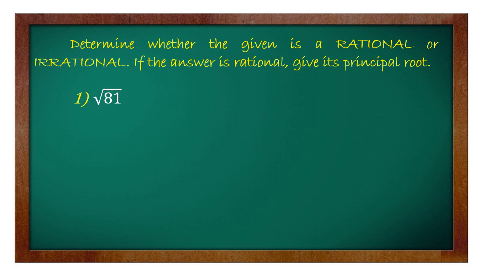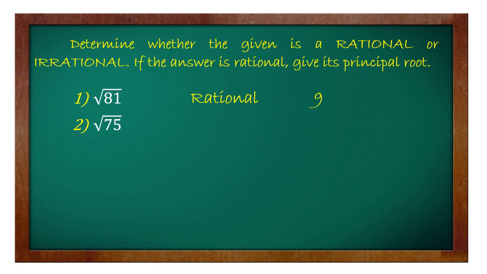Okay? So, square root of 81. You're going to think of a number na kapag minultiply mo sa sarili niya, 81 ang sagot mo. So, that is 9 times 9. So, ibig sabihin, square root of 81 is rational.